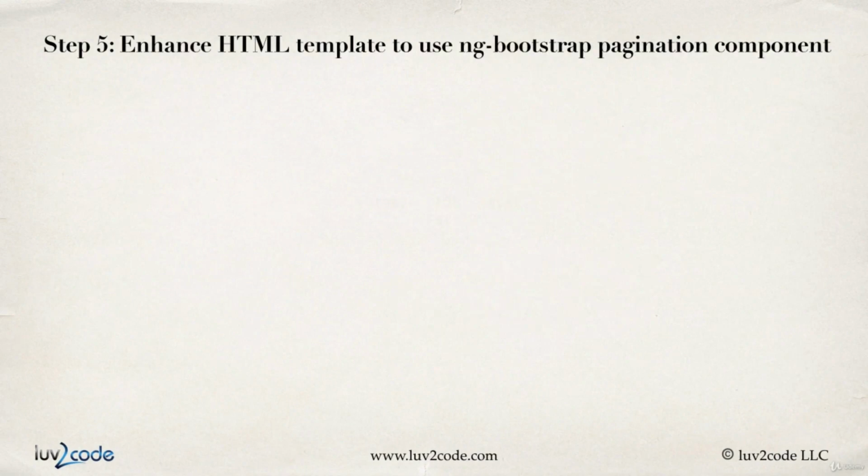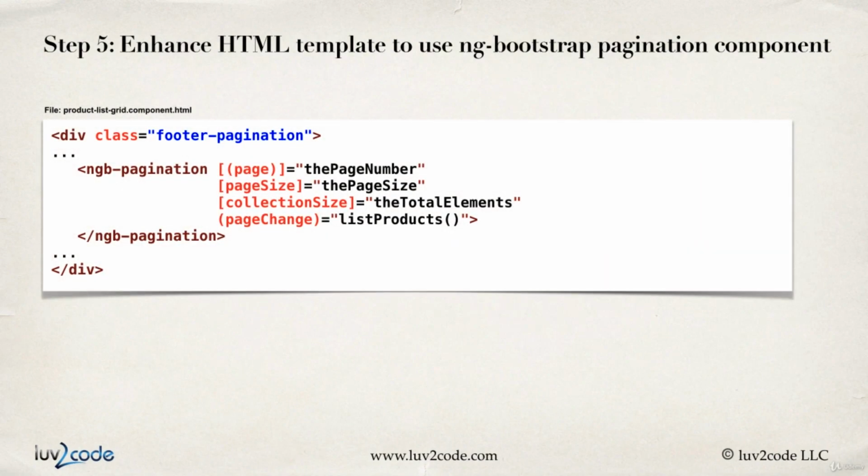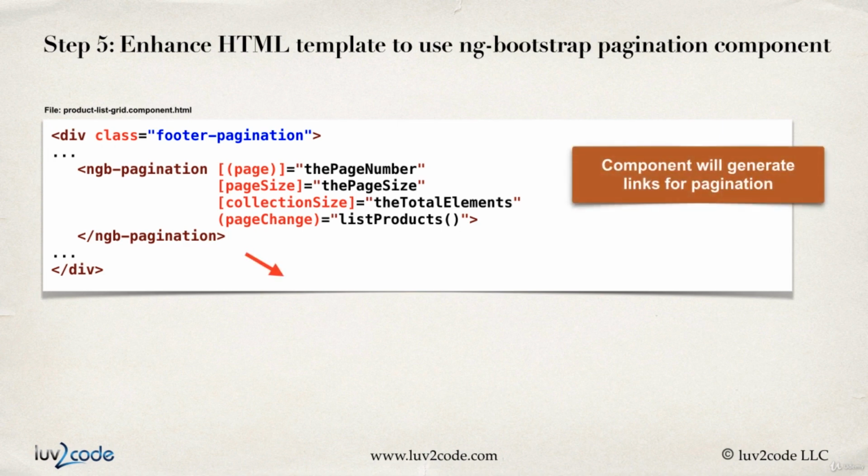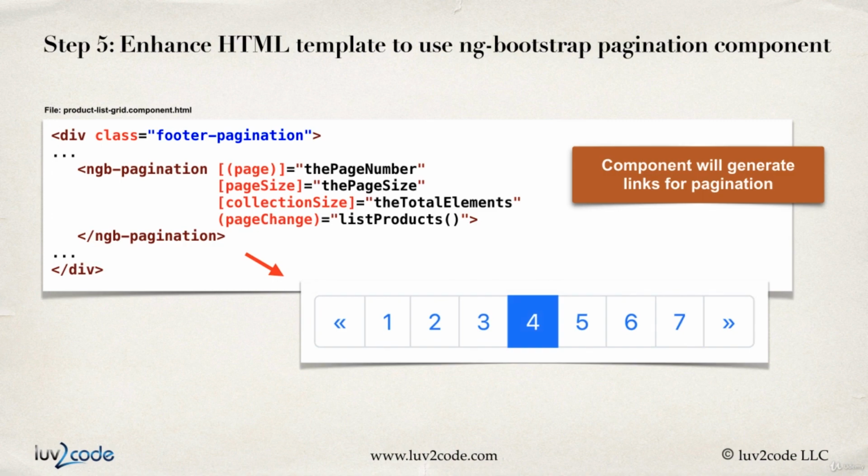All right, so here's a very basic example of using that pagination component in our template file. So we have ngb-pagination, and we pass in those parameters. And remember, the component will generate the links for pagination. And we'll step through each one of these parameters here to see exactly how they work.